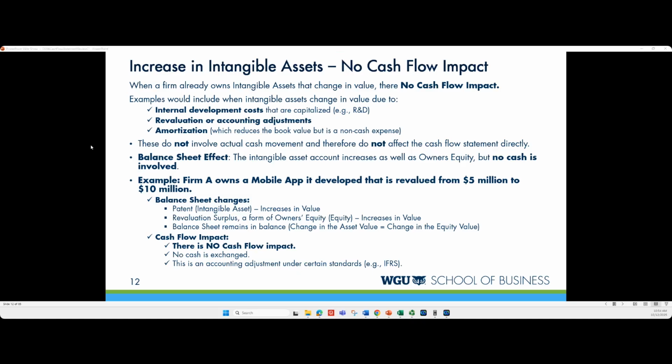It's only going to be a balance sheet effect. It's going to increase the value of that asset on the asset side of the balance sheet. But there's also going to be the same dollar value increase in the owner's equity section, but no cash is involved. And here is an example. Firm A owns a mobile app it developed that is revalued from $5 million to $10 million. Okay, so here's the balance sheet changes. That patent, that intangible asset, is going to increase in value.